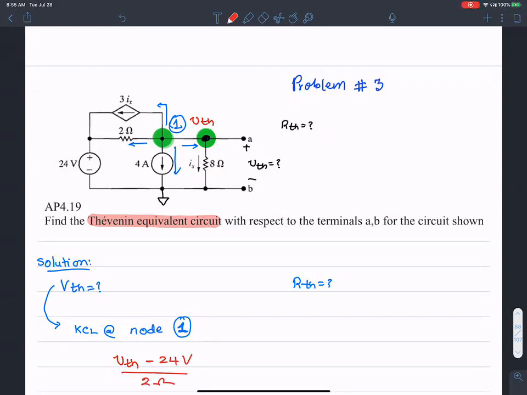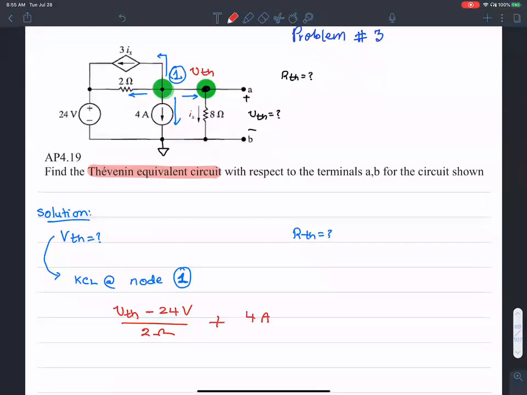That's the current going west, plus what's the current going south? 4 amperes, plus the current going north and left, which is 3 times Ix, plus the current going in this direction, which eventually goes south, but the current eastbound is Ix, all of that equals 0.